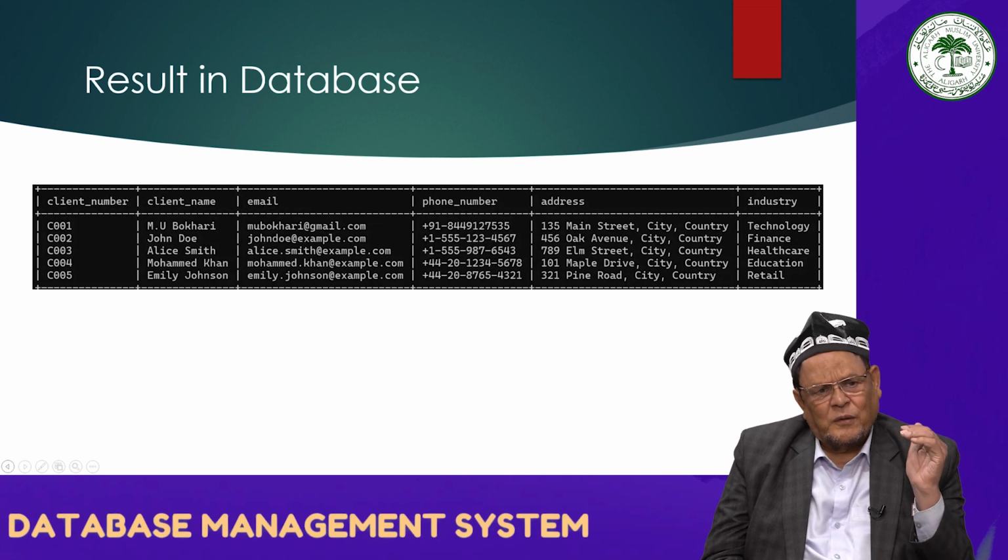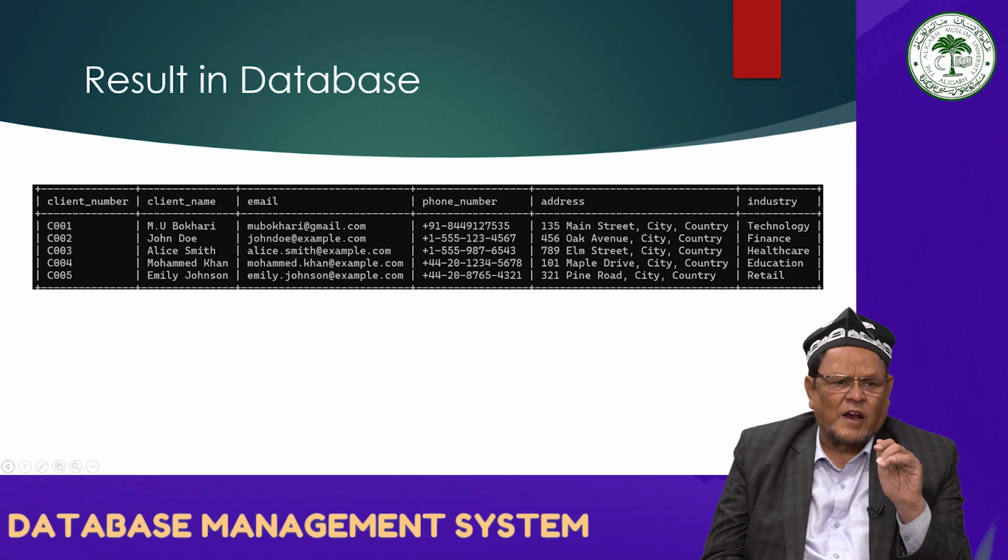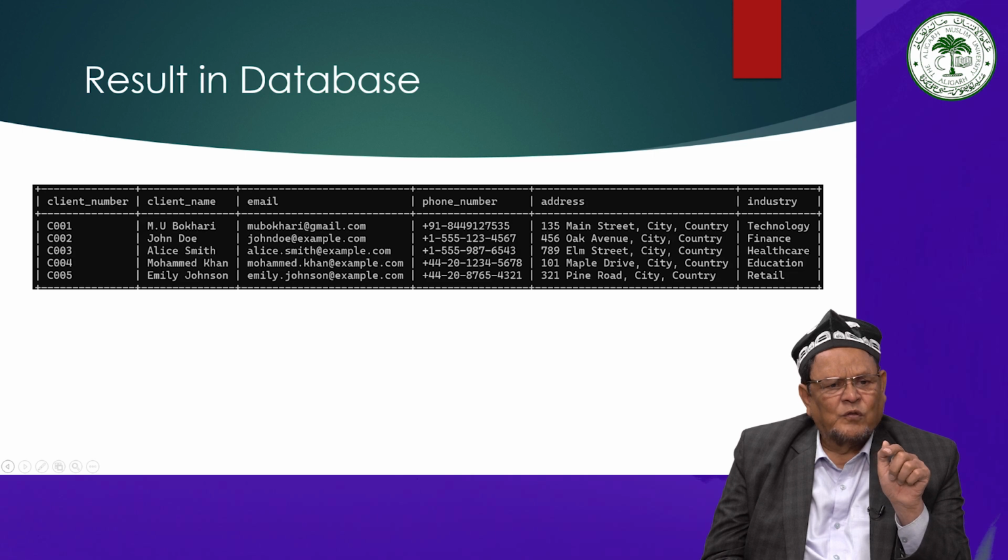And your database contains 5 client numbers. Before it was nothing. In the first data, the first client C001 will be added, MU Bukhari. The second is 002 John Dew. Third is C003 Alice Smith. Fourth is Muhammad Khan. And the fifth client number C005 Elmi Johnson. In this way, we can add 5 here.